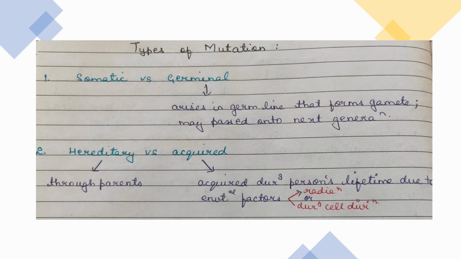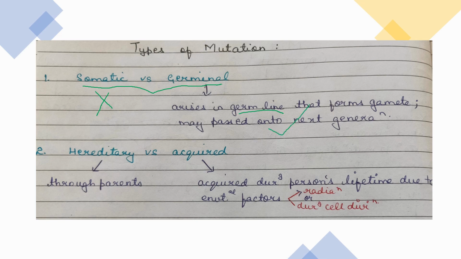So now we come to types of mutation. Depending upon where the mutation is taking place, mutation can be somatic or germinal. Somatic mutation takes place in somatic cells and does not pass from one generation to another. Whereas germinal mutation arises in the germ line that forms gametes, and this passes on from one generation to the next.